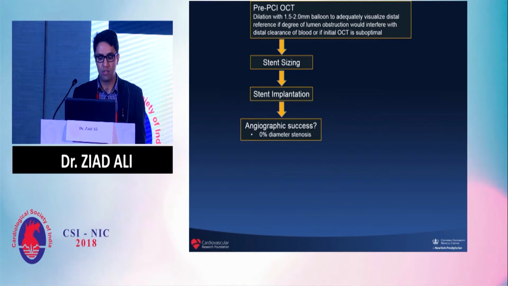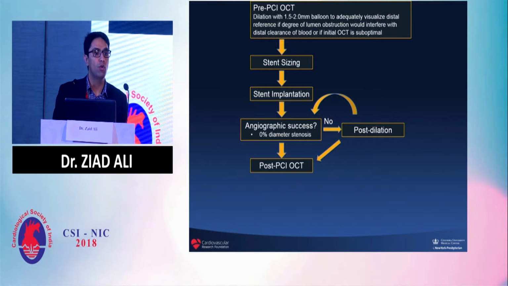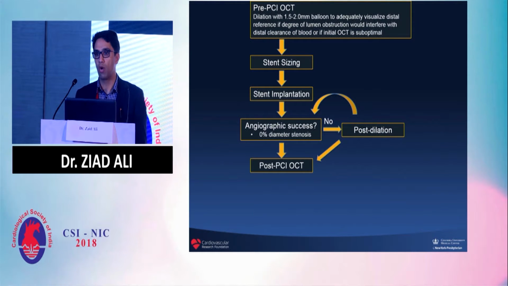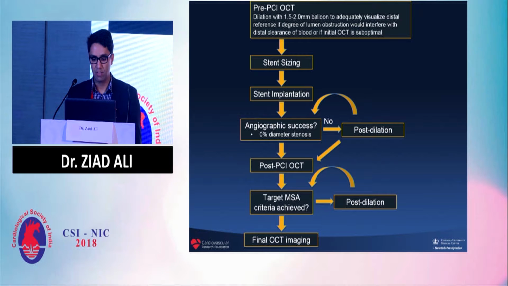Then you implant your stent, and only at that point you next ask yourself, is there any angiographic residual diameter stenosis in the stent? If there is, of course, you should perform post-dilation, but if there is not, only at the point where you would otherwise be removing your guide wires should you do a post-PCI OCT. Finally, you ask yourself, is the target minimal stent area achieved? If it is not achieved, you perform post-dilation. If it is achieved, the procedure is complete.